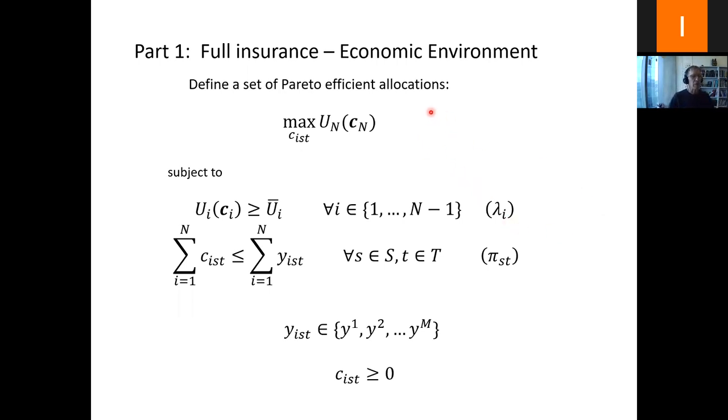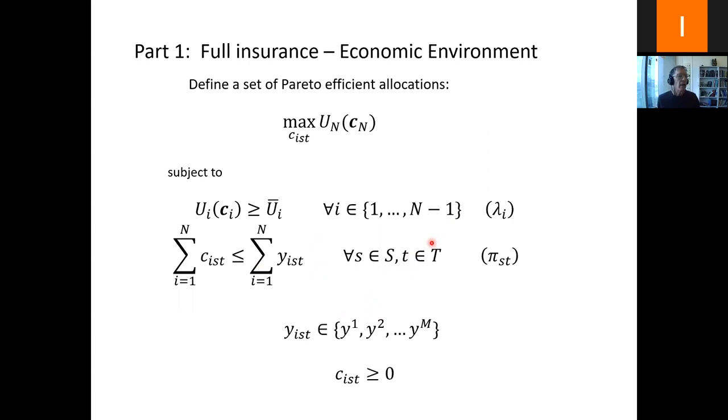Let me just revise what this problem is. I'm going to choose an allocation of consumptions for every individual in every state, in every period, such that I'm maximizing the utility of person N, which depends upon all the consumptions that I allocate to person N, subject to the constraints that the utility of person I, given the consumptions that I allocate to her, is greater than or equal to some baseline level. And the total amount of consumption that I allocate to all the people in my economy is less than the total amount of income that I have available to me in this state and this time, for every state and time.